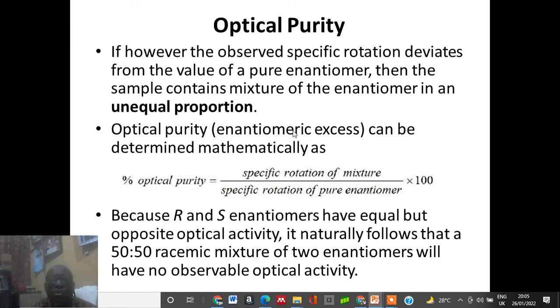Optical purity or enantiomeric excess can be determined mathematically. Percentage optical purity is given as the specific rotation of a mixture divided by the specific rotation of the pure enantiomer, multiplied by 100. From this formula, we can determine percentage optical purity. Because R and S enantiomers have equal but opposite optical activity, it naturally follows that a 50-50 racemic mixture of two enantiomers will have no observable optical activity.